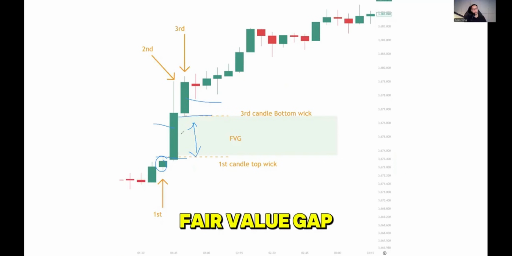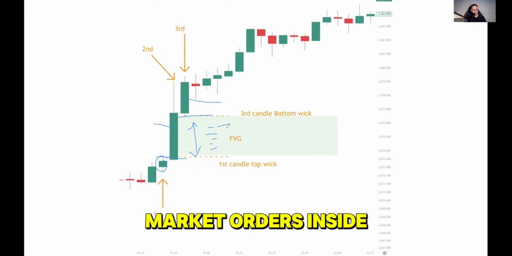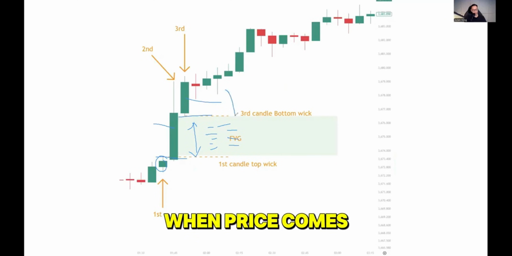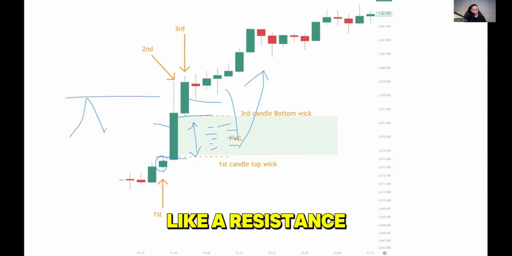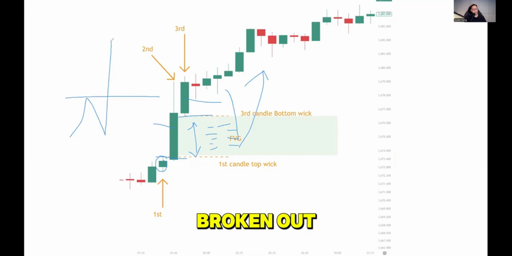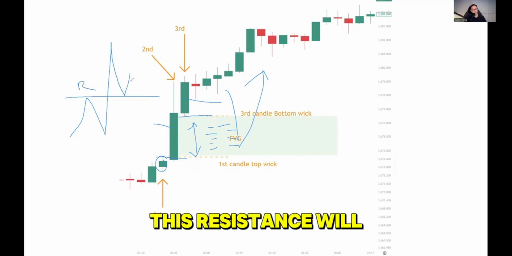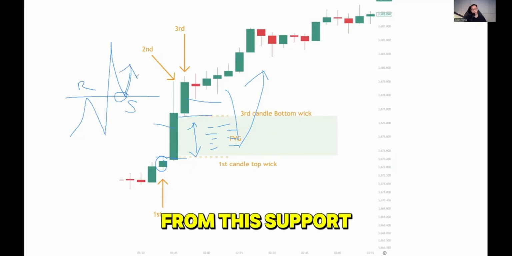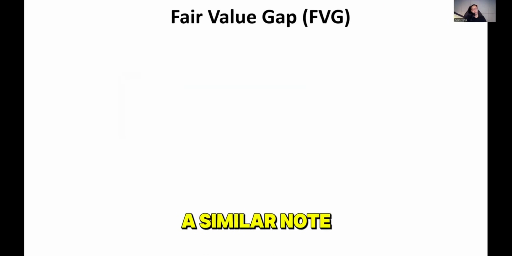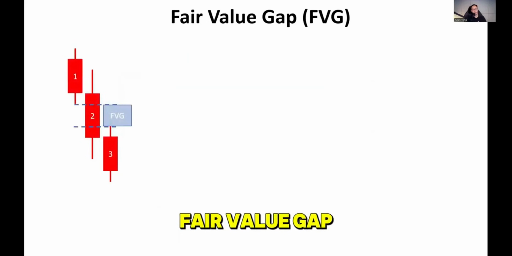So how the fair value gap works is basically there's a push up, and this leaves market orders inside of here. When price comes in, taps in the fair value gap, price is going to push up. Think of it like a resistance that has been broken out. So when price comes back to this resistance, it will now become a support, and price will push off from this support to the upside.